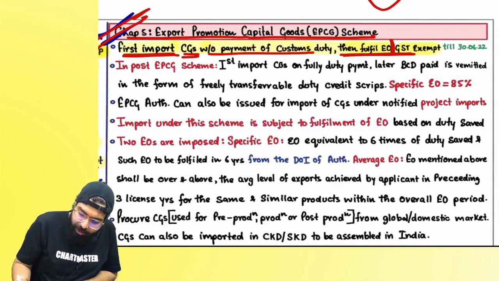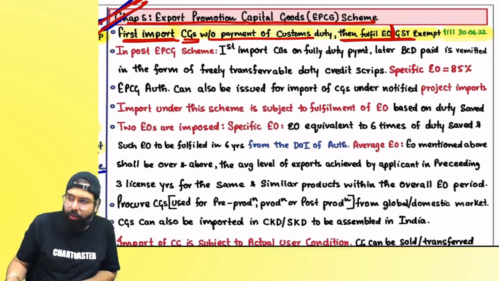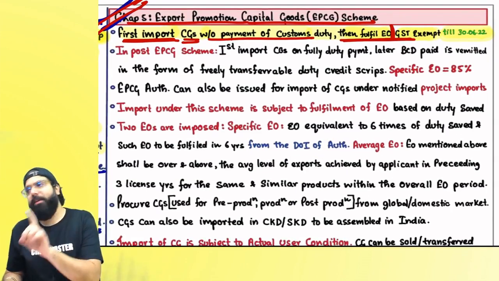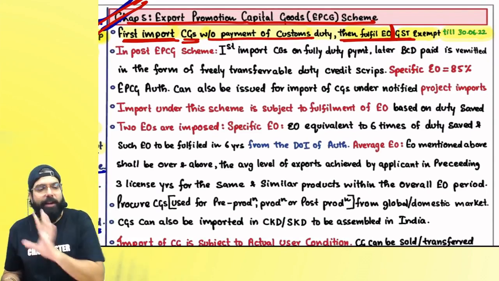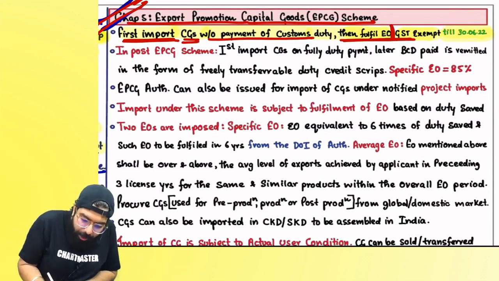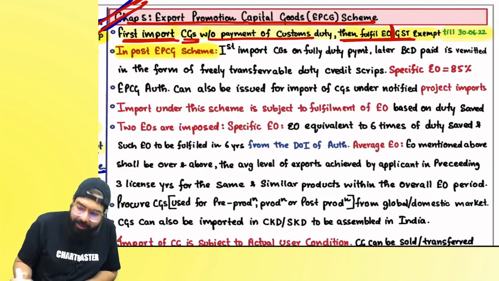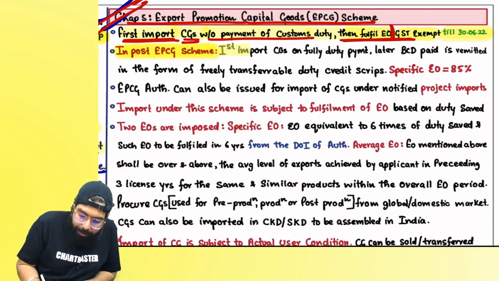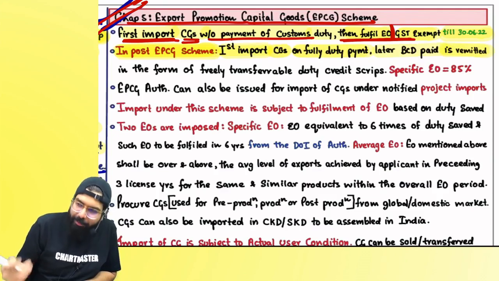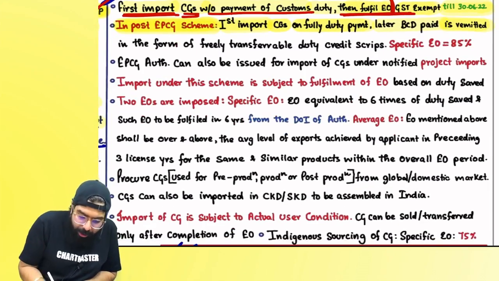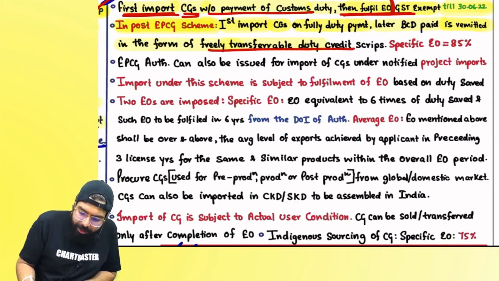Sir, GST is also exempted up till 30th of June 2022. It means custom duties are also not payable. GST is also not payable. Sir, what is post EPCG scheme? In post EPCG scheme, first you can import capital goods. Then on full duty payment, later the basic custom duty paid will be given back to you. Are we clear, everyone? In the form of freely transferable duty credit scrip.